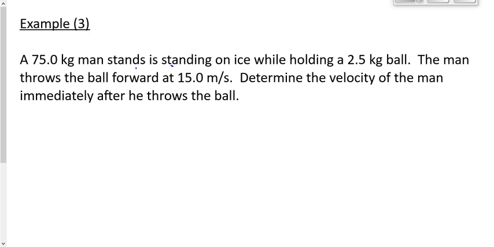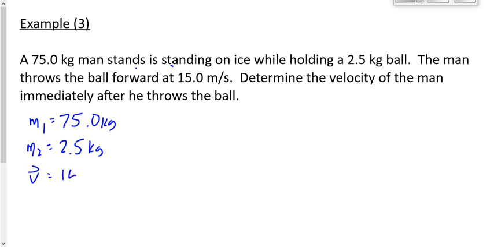Let's write down some givens, knowing what we're going to do with this, and then let's start subbing some numbers in here. Let's say M1 is 75 kilograms. Let's say M2, the mass of the ball, was 2.5 kilograms. What else we got? Something is 15 meters per second. What is that? Is that V1 or is that V2? That's V2. That's the velocity of the ball. Is that V2I or V2F? No. That's V2F. That's the velocity of the ball after he throws it. That's going to be V2F.